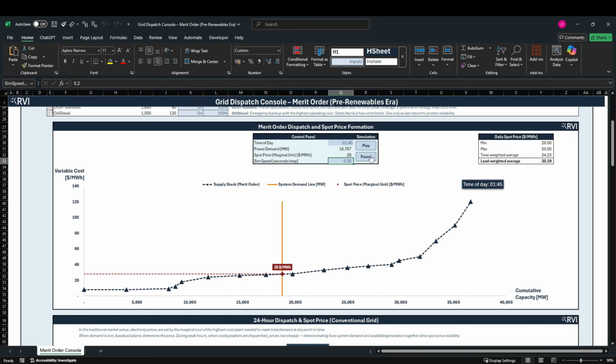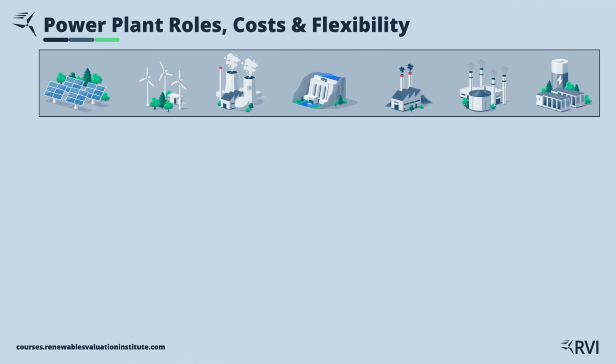This is the core logic of the merit order in action. Price equals cost of the marginal unit. Shift demand or add cheaper, flexible supply and you change who's marginal. We have just watched the full system in action, demand rising and falling, and different plants stepping in to meet it. Now, let's slow down and look at who these plants actually are and how they behave in the real world.